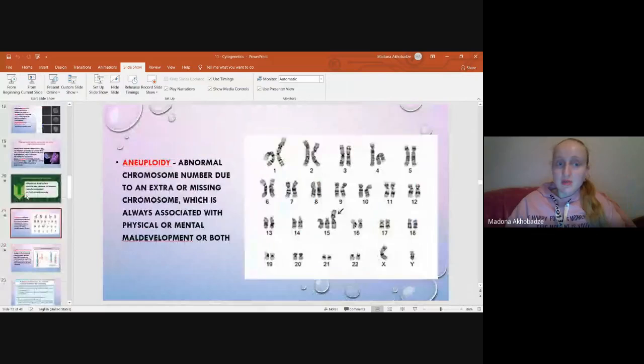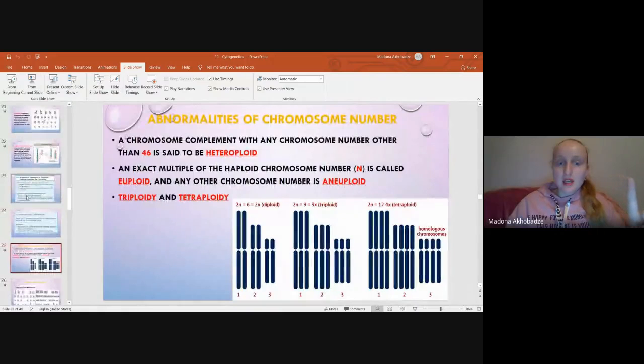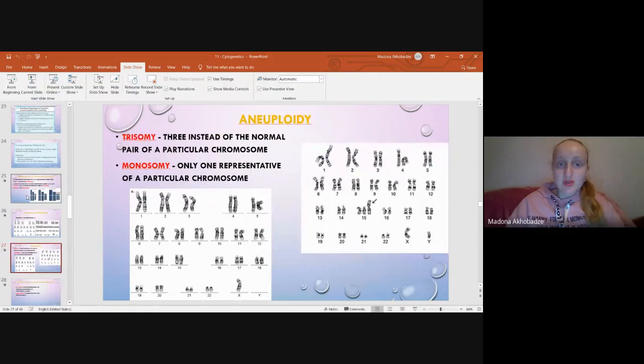I talked about aneuploidy, a definition of it, and euploidy. I remember that clearly now. And we talked about triploidy and trisomies. What is the difference between those two? Triploidy means having three copies of the whole genome, while trisomy means having an extra chromosome, like trisomy of chromosome 21 in Down syndrome. We talked about triploid and tetraploid sets. We talked about monosomy, like Turner syndrome, where monosomy means only one copy is present.